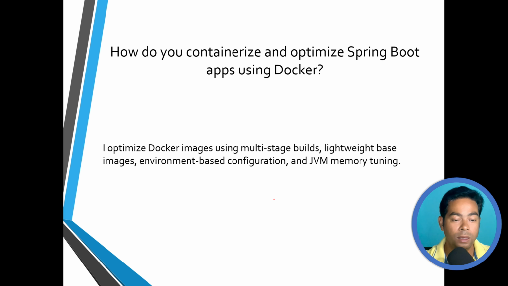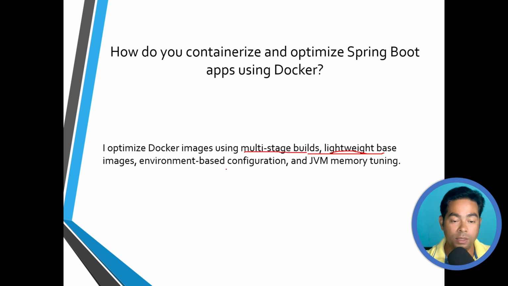How will you create it? You say I am using a multi-stage build mechanism. That means whenever I create the Docker image, I will take two stages, one stage for build, another stage for run, instead of a single step. So I will take two steps. Build is different and run is different. And whenever I create the image, I will not use the JDK. I will use the JRE version. So it will be lightweight. The base versions I will use lightweight.